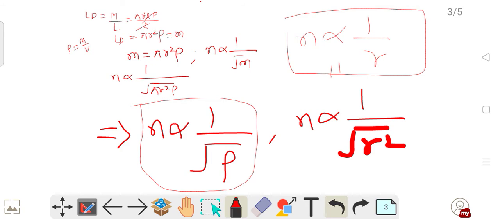Okay, so fundamental frequency n is everywhere. The fundamental frequency of vibration of a stretched string is inversely proportional to the radius of the string and the square root of the density of the material. This thing is coming. Okay, so this sonometer part is clear. Now the next topic that we will see today is beats.